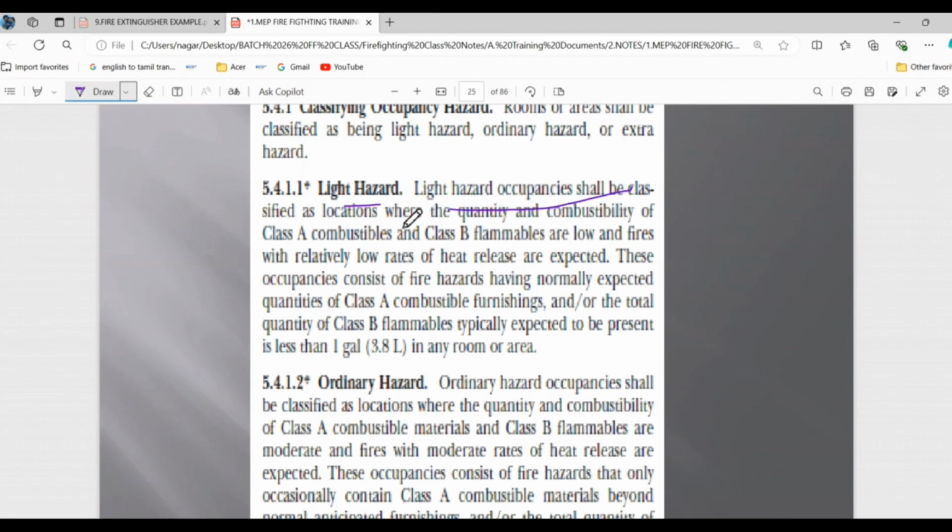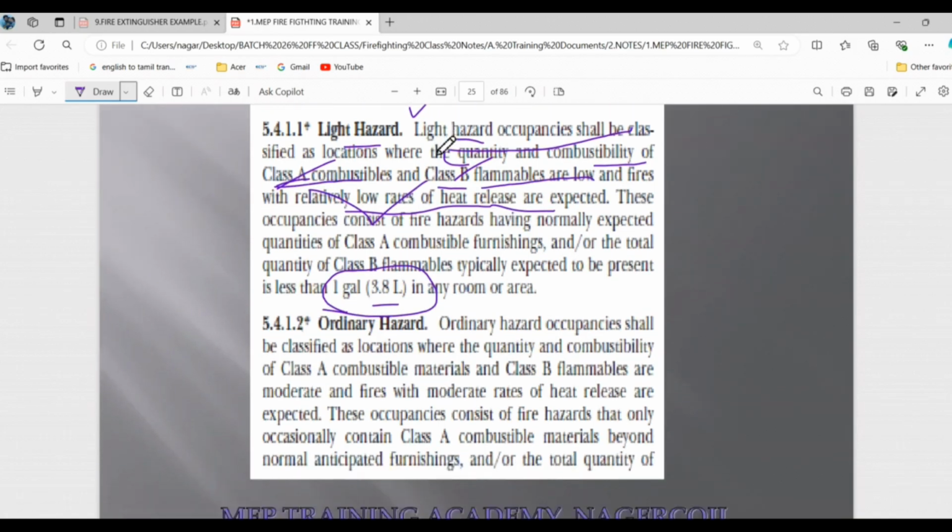Light hazard occupancy shall be classified as a location where the quantity and combustibility of class A combustibles are low. Class A means wood, paper, that type of thing, and class B flammables are low. Class A low, class B low, and low rate of heat release are expected. Main thing in class B, the liquid quantity must be lower than 1 gallon or 3.8 liter. So class A and class B both are involved here in the light hazard, and quantity and combustibility is very low.